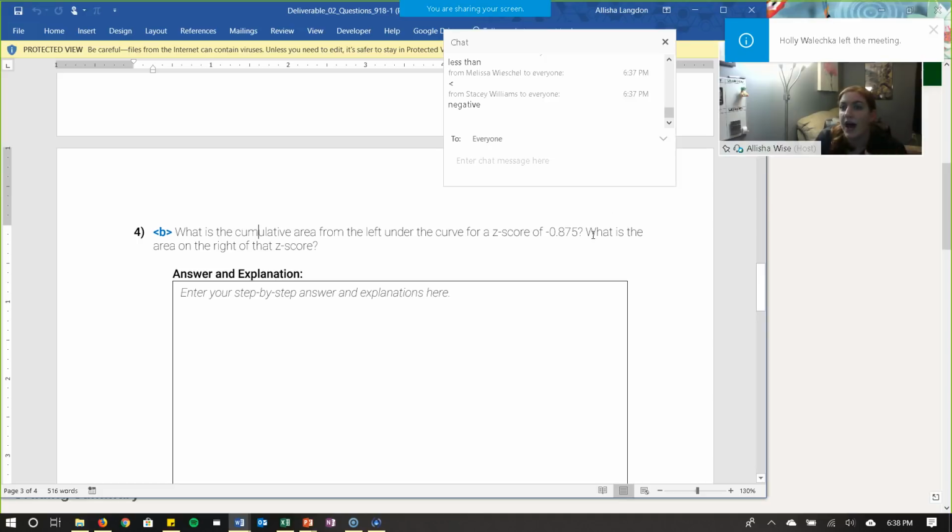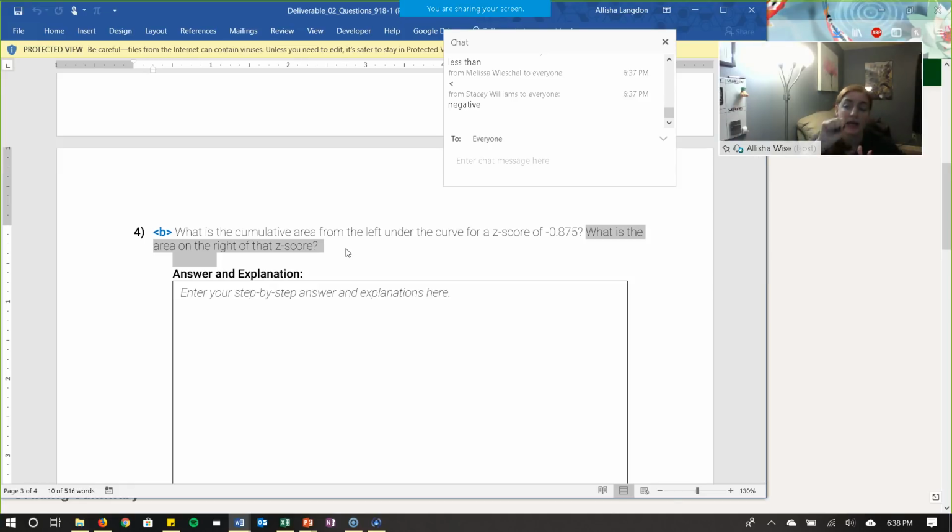Now, they also ask, what is the area on the right of the z-score? So what probability do you think you're going to want to find? So area, again, is probability. So what probability do you think you're going to want to find?